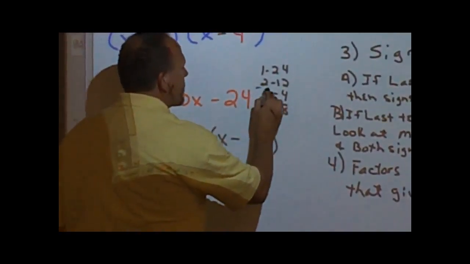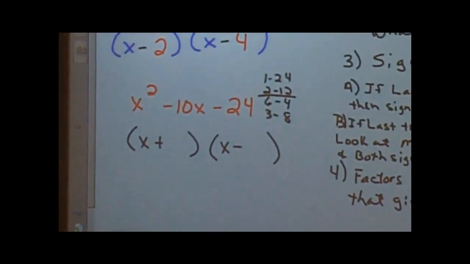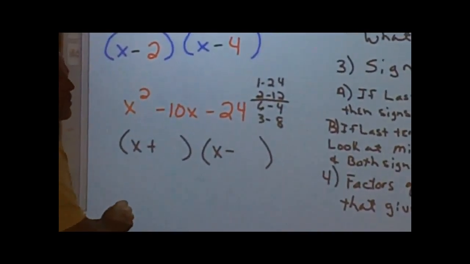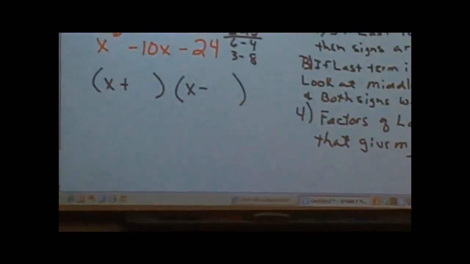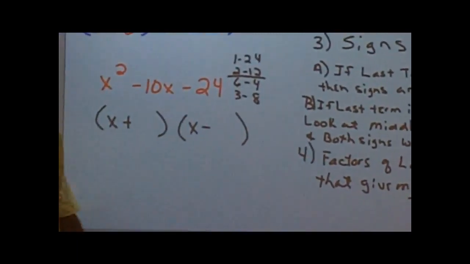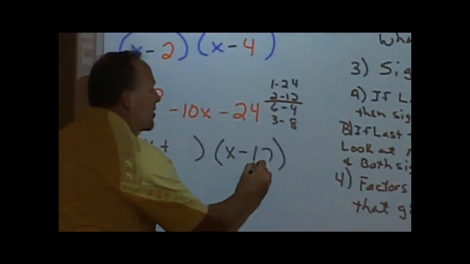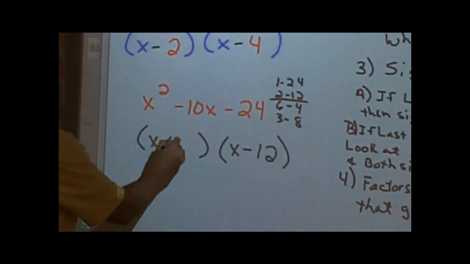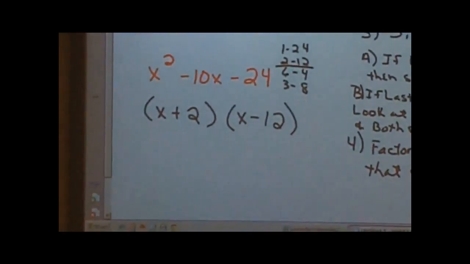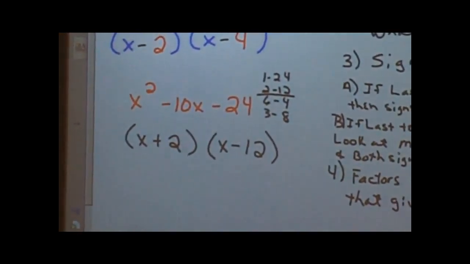So which factors, when I subtract, will give me 10? 2 and 12. Now, order matters here because my signs are opposite. Here's the rule: whatever sign your middle term is, your largest factor has got to keep. So I've got a 12 and a 2. That means my 12 has got to be where? Positive or negative? Negative. Your biggest factor always keeps your middle sign. Always. Something else you can write down.